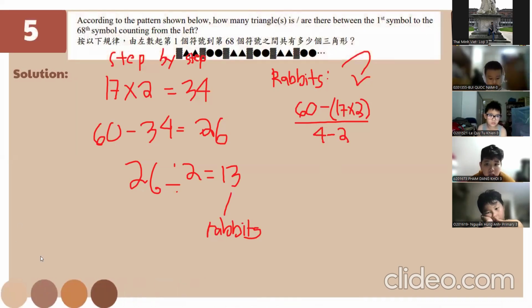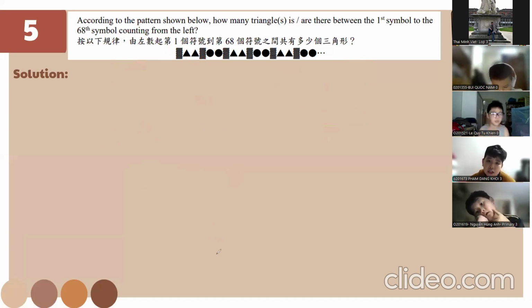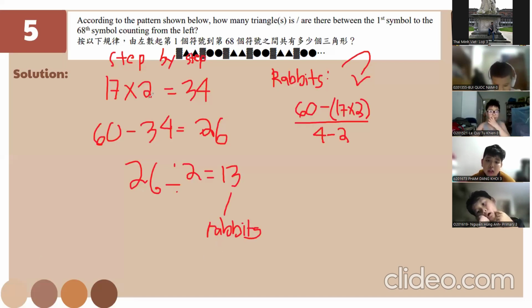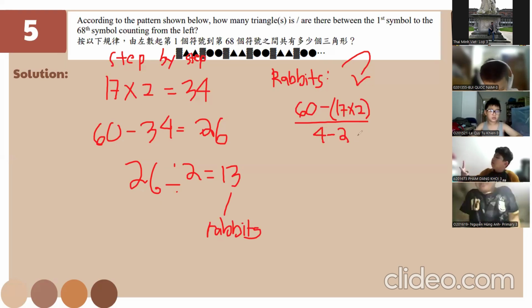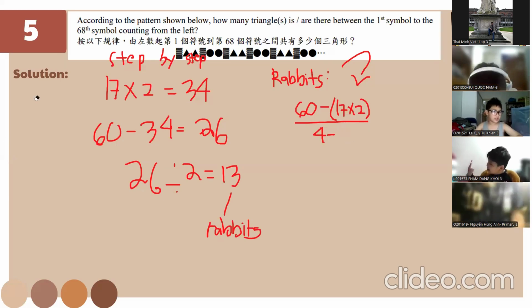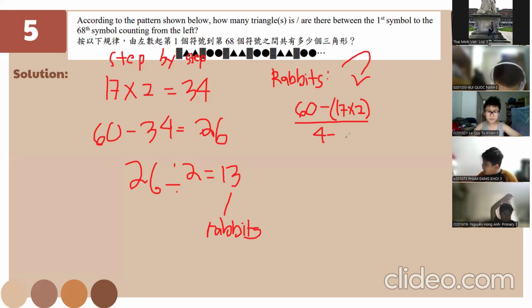Teacher. Okay, yes? Is 60 minus 17 times 2 or 3? Okay, it's 17 times 2. Okay, sorry for my bad penmanship. Just listen. Okay, is that good? Okay, thank you. I'm sorry. Sorry, teacher. I have the grade 2, not grade 3.